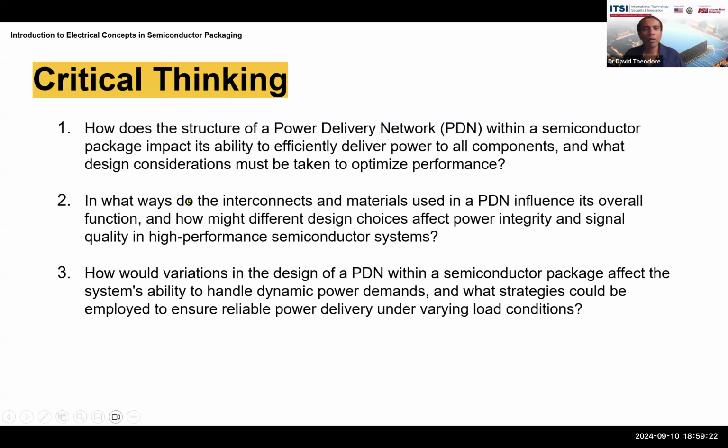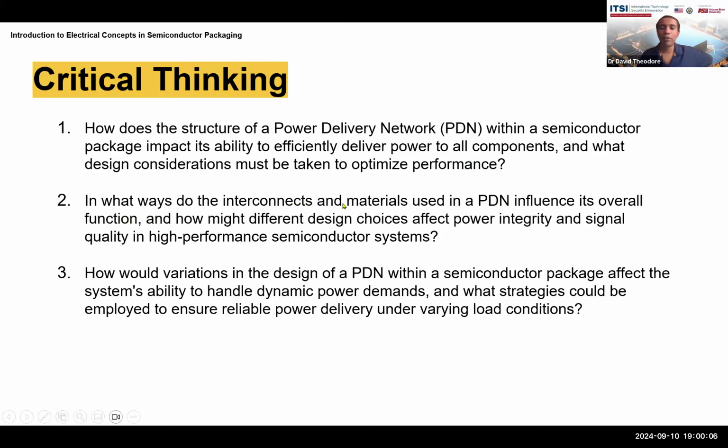So, critical thinking, again, for you to think about: how does the structure of a power delivery network within a semiconductor package impact its ability to efficiently deliver power to all components? And what design considerations must be taken to optimize the performance of the system? We talked about many of these elements in this presentation so far. Second question, in what ways do the interconnects and materials used in a PDN influence its overall function? So if the interconnect resistance is higher, the effective resistance changes, which changes the behavior of the voltage droop and so on.